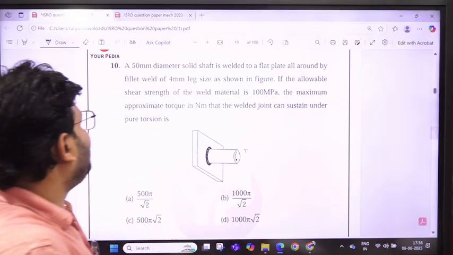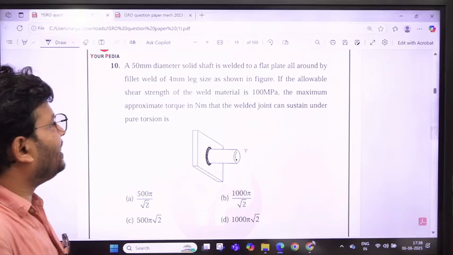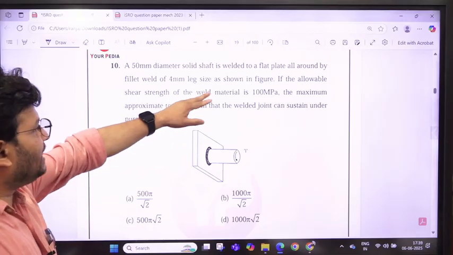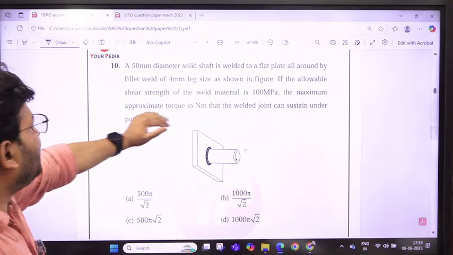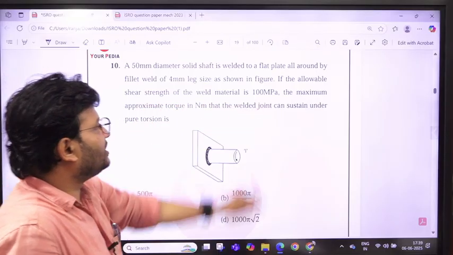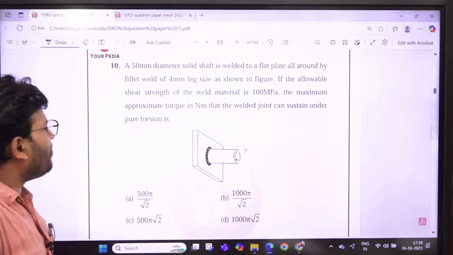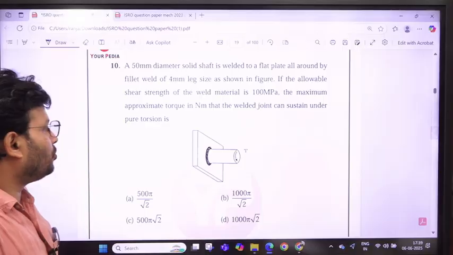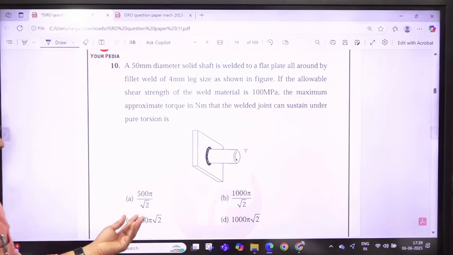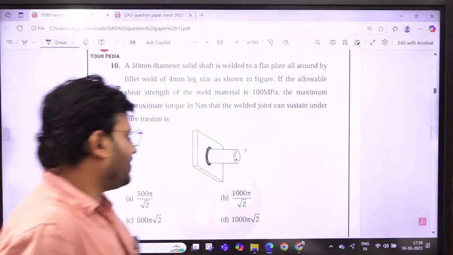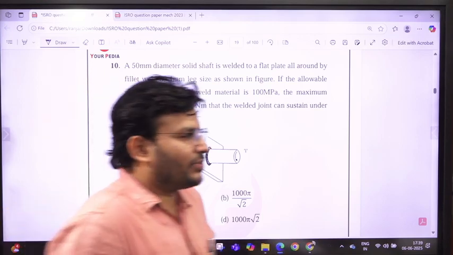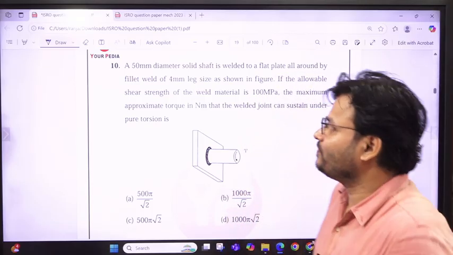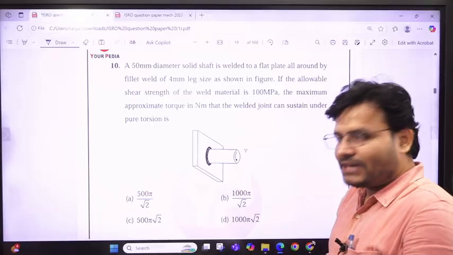The question is that a 50 mm diameter solid shaft is welded to a flat plate all around by a fillet weld of 4 mm leg size as shown in the figure. If the allowable shear strength of the weld material is 100 megapascal, what is the maximum approximate torque in Newton meter that the weld joint can sustain under pure torsion? The options are 500 pi upon root 2 and 1000 pi upon root 2, and since a calculator is not allowed, they have left the options in that format. See how we can solve that, my dear friends.